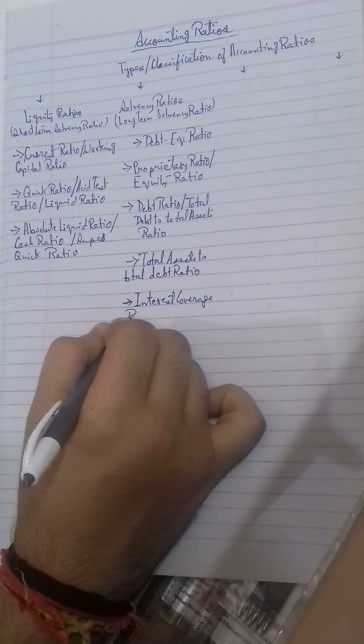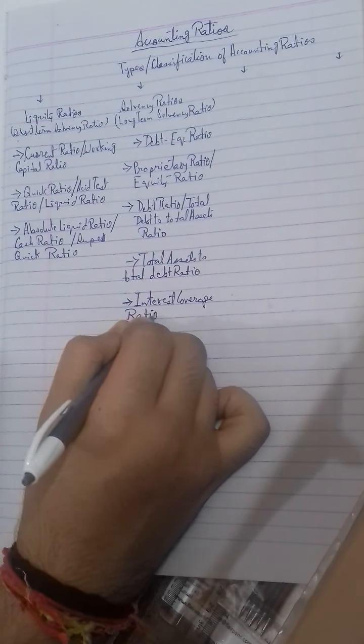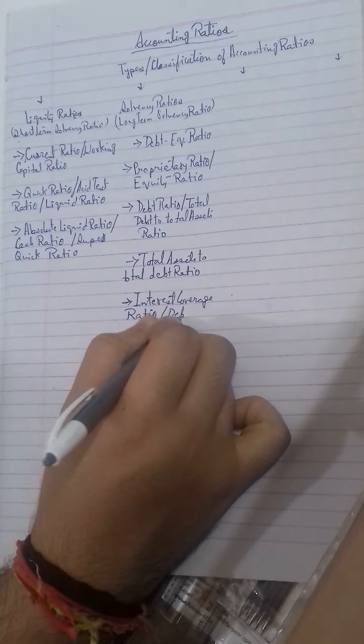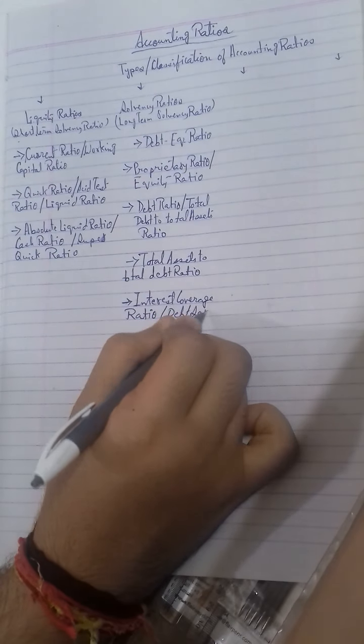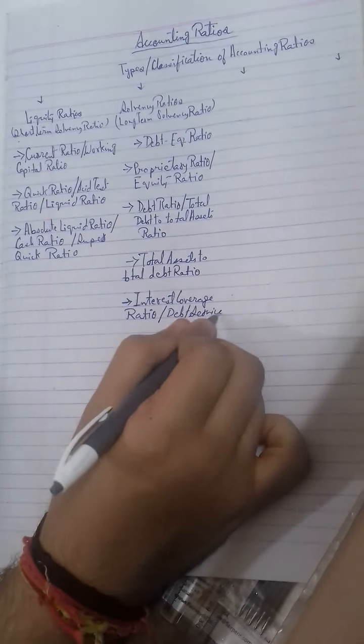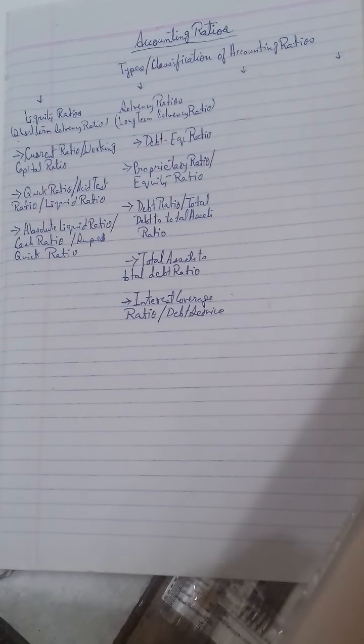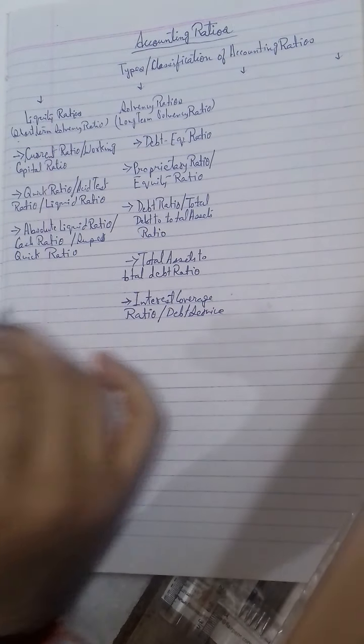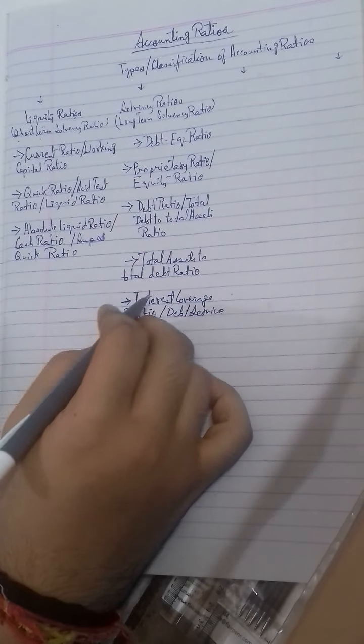Interest coverage ratio. It is also known as debt service ratio. This is not very much needed at the higher secondary level. It's upper level. If you move on to further studies, then you need this.